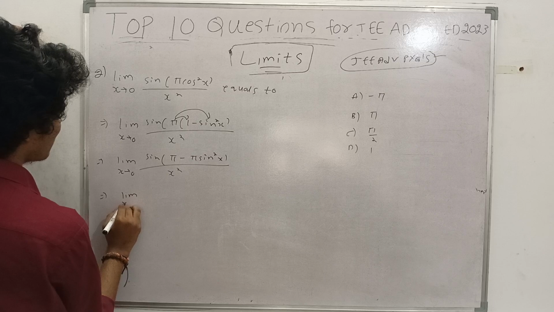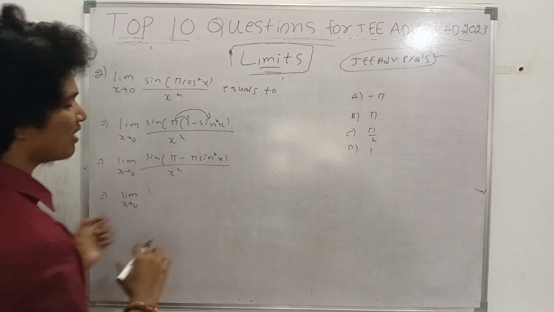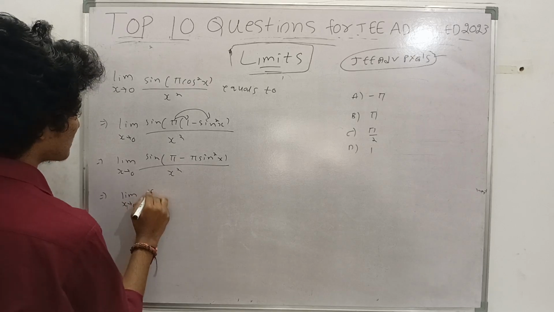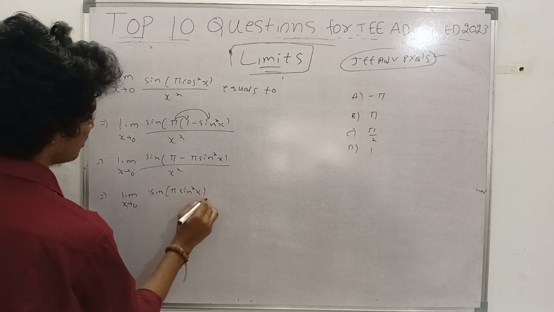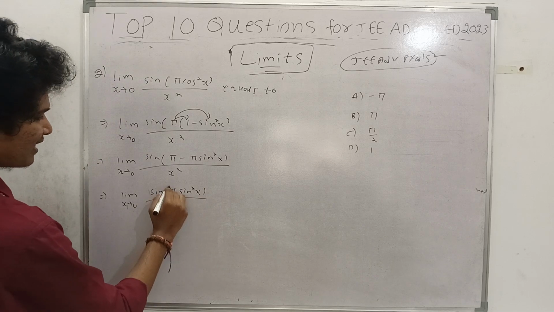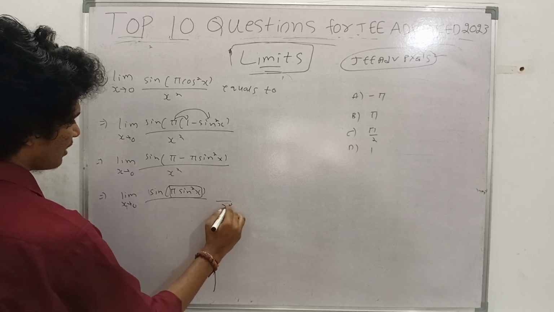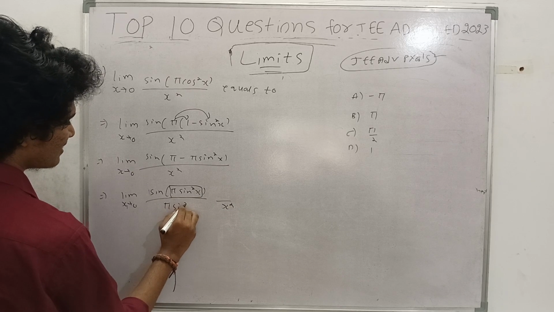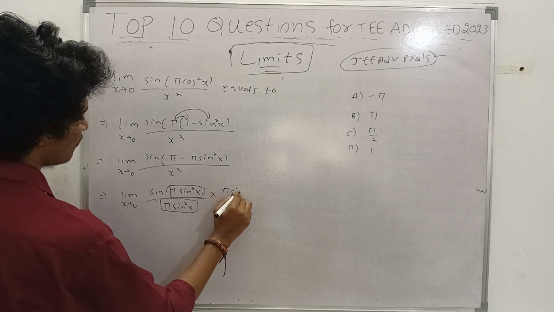Now limit x tending to 0, it will be sine of pi minus something. What is sine of pi minus something? It is sine of something, that is sine of pi sine square x divided by x square. So x is tending to 0, this complete thing is tending to 0. So what I can do, I can replace this x square here and I can write pi into sine square x, this box here same, and I can multiply the same box. Why am I doing this?